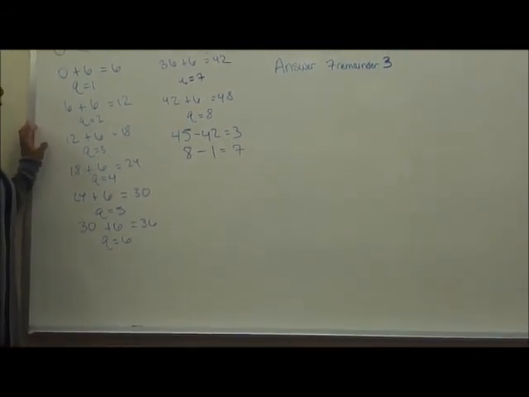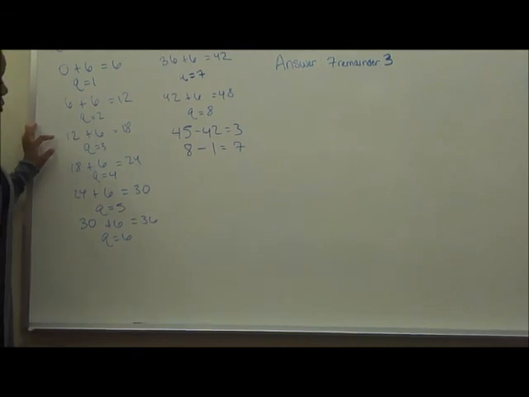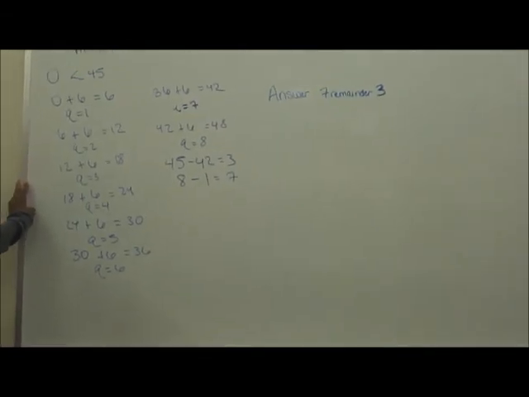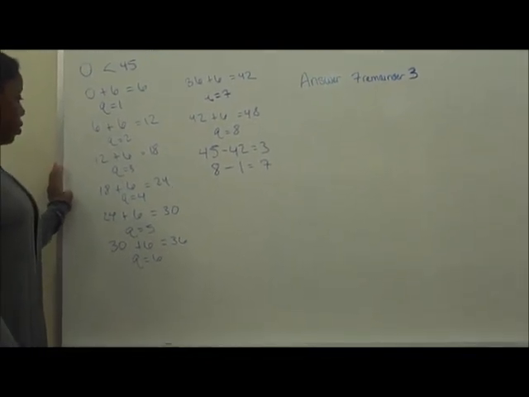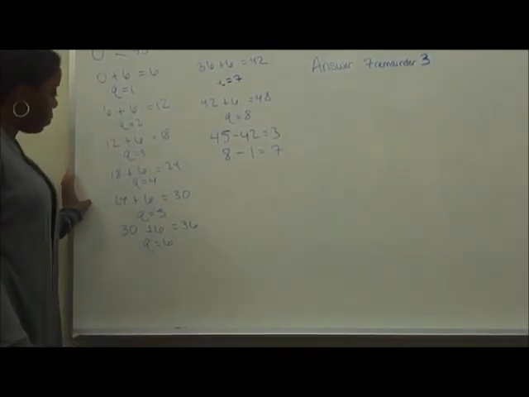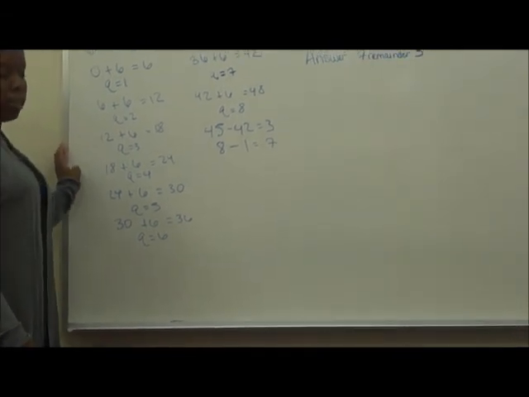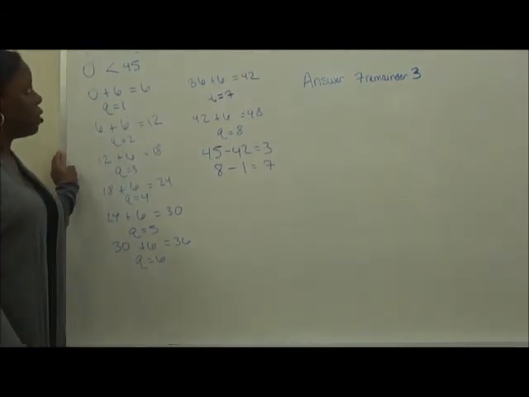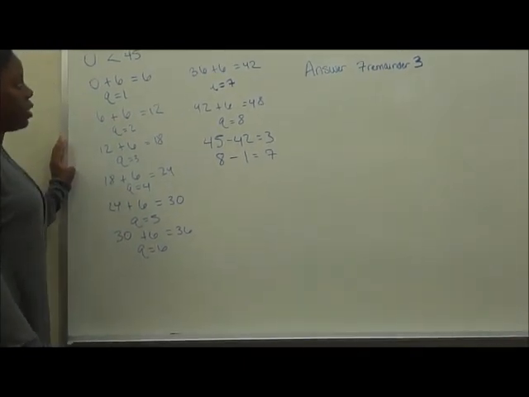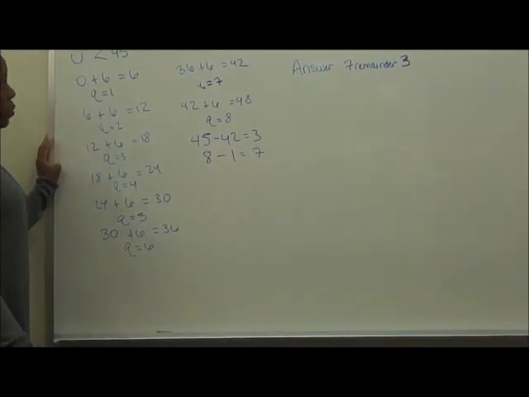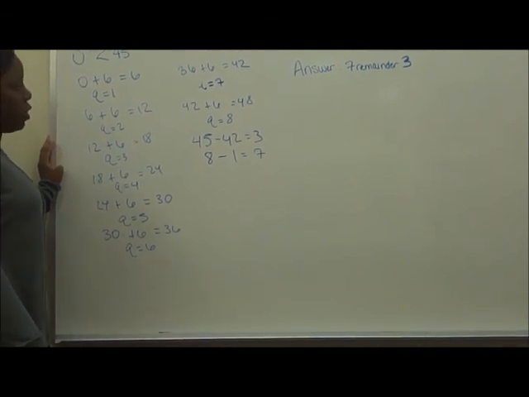We also add 12 and 6 together to get 18, and q is equal to 3. Then we add 6 to 18 to get 24, and q is incremented to 4. We add 6 to 24 to get 30, and q is equal to 5. Then we add 6 to 30 to get 36, and q is equal to 6. We add 6 to 36 to get 42, q is equal to 7. We add 6 to 42 to get 48, and q is equal to 8.